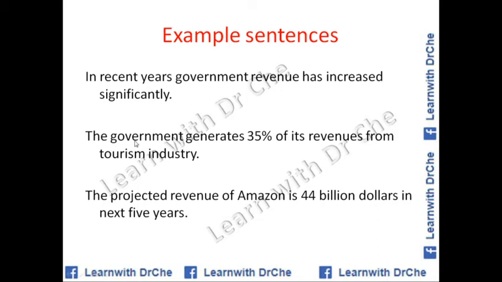The government generates 35% of its revenues from the tourism industry. The projected revenue of Amazon is $44 billion in the next 5 years. We need to use the next 5 years here, because this is a specific period of time. The next 10 years, the next 5 years, the next 2 days, the next century.